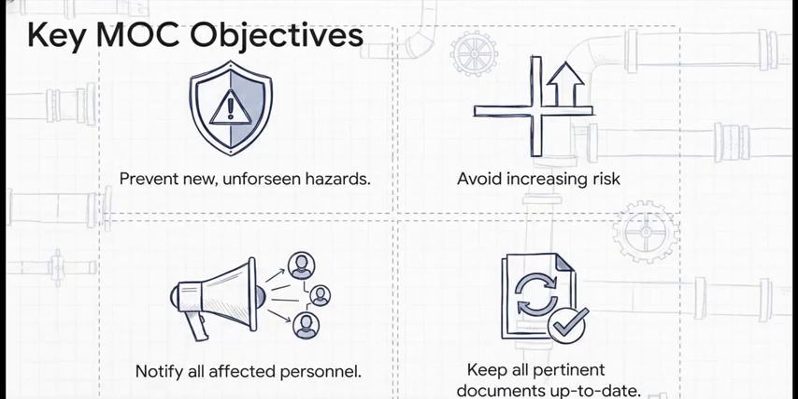So what are we really trying to do here? Well, it boils down to these 4 key objectives. First, you stop new unexpected hazards from popping up. Second, you make sure you're not making any existing risks even worse. Third, and this one is huge, you let everybody who might be affected know what's going on. And finally, you keep all your important paperwork, your procedures, your safety info, totally up to date. Put them all together and you've got a pretty solid safety net.